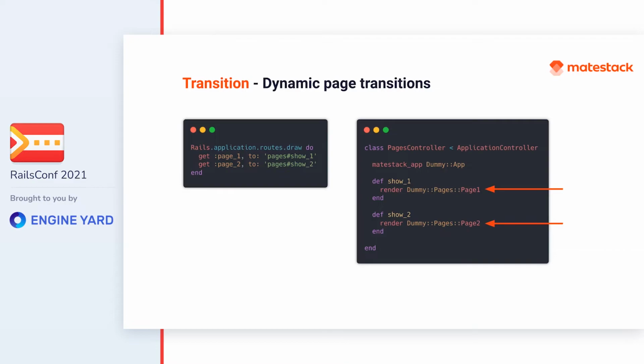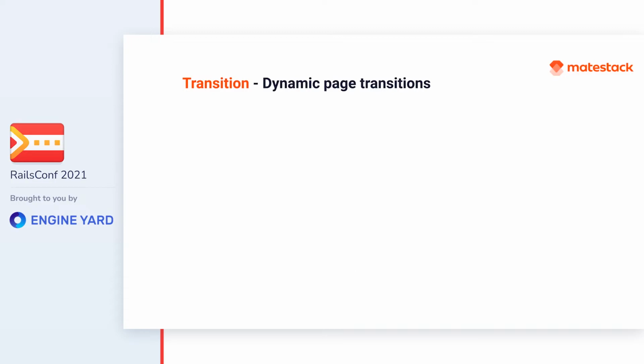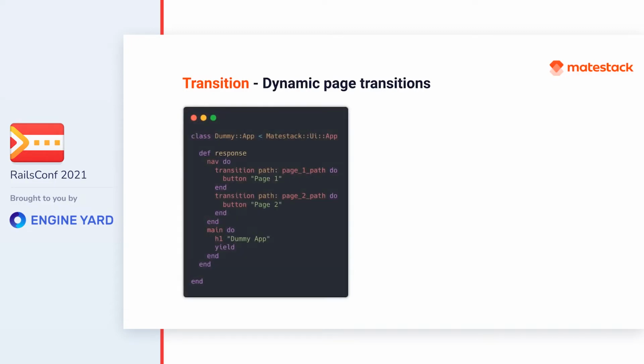But wait, there's something else. We tell the controller to wrap all page responses in a MateStack app. A MateStack app is therefore something like a Rails layout. Like a Rails layout yields Rails views, a MateStack app yields MateStack pages. An app may look like this.